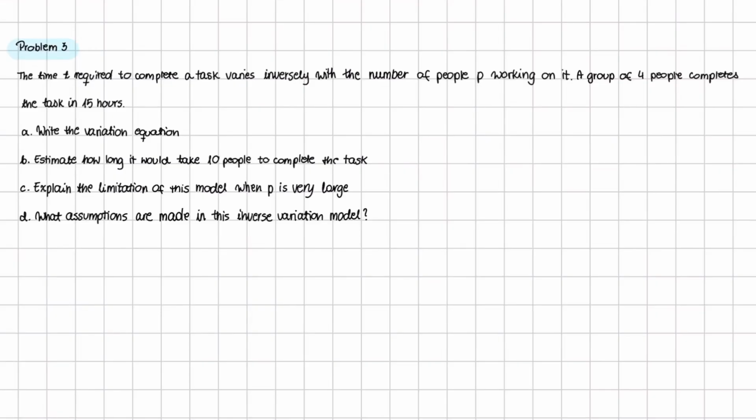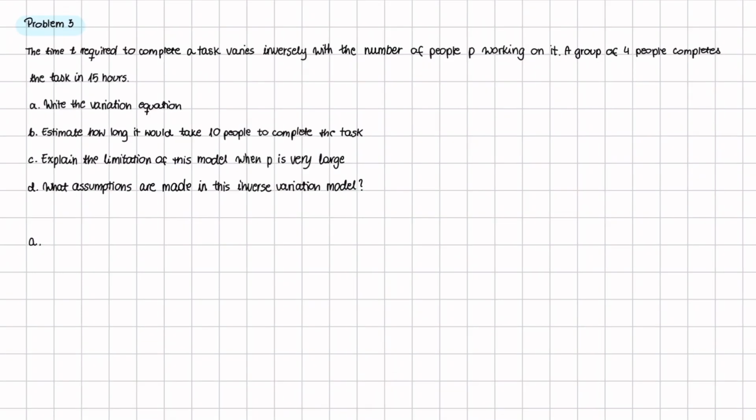Problem 3. The time t required to complete the task varies inversely with the number of people p working on it. A group of 4 people completes the task in 15 hours. And in A, write the variation equation. So here we have inverse variation. In previous exercises we had direct variation. So here the only difference is that we have to write our inverse variation in a fraction.